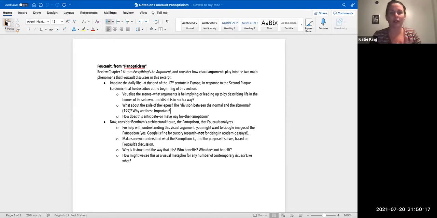And then on page 199 and a little bit earlier, he talks about the exile of the lepers. Lepers are people with boils all over their skin, and leprosy is another form of contagion. Foucault talks about these people being exiled, sent to other places. And he talks about the division between, quote, the normal and the abnormal. And there's a very specific purpose why he's sharing this argument. This would probably be an argument of fact.